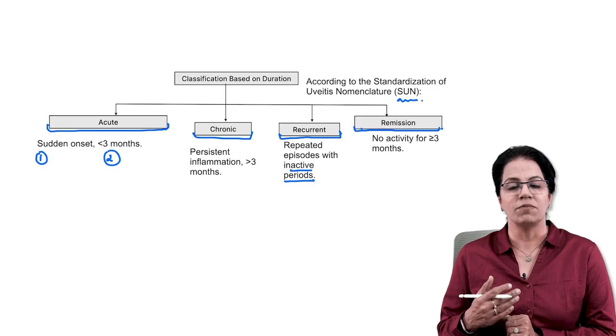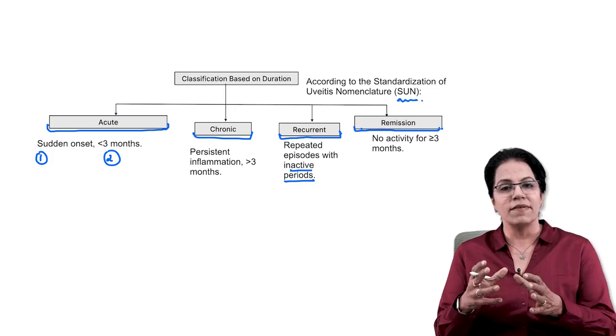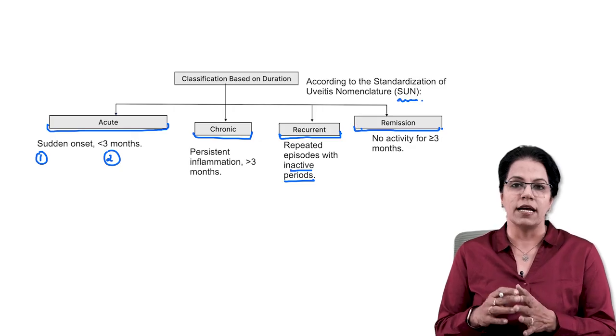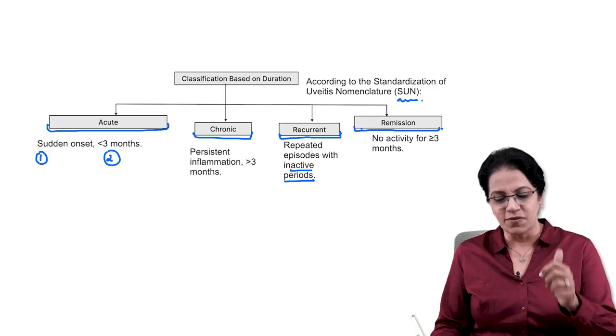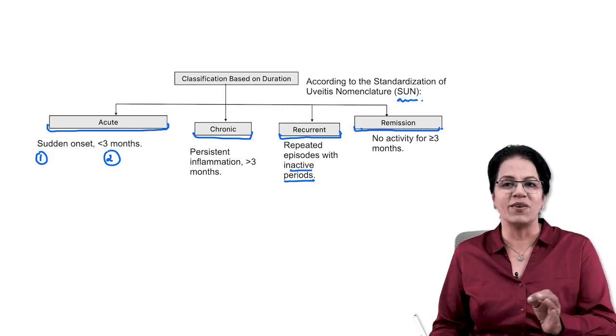More than 3 months or up to 3 months, right? So how did we divide it? Acute, chronic, recurrent and what is remission. Then we talk about, just remember 3 figures, you will remember everything. So, everything is around 3 months.